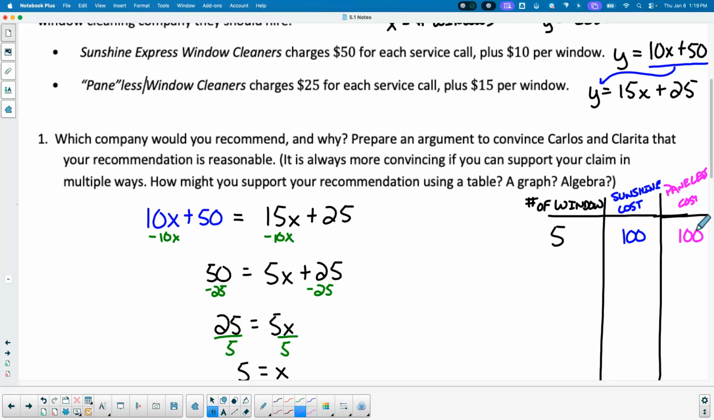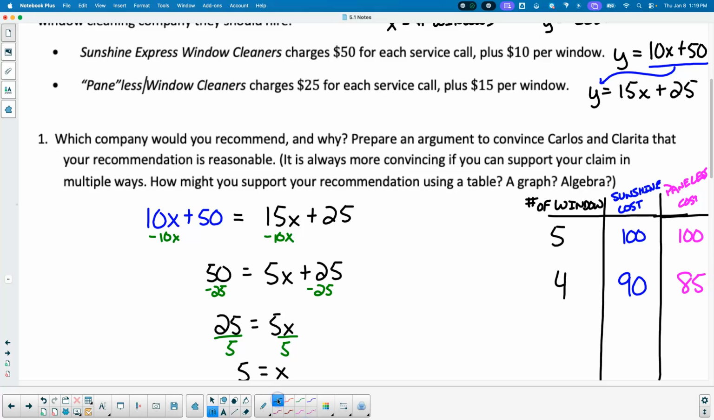Okay. All right. What if there's only 4 windows in the shed? 90. Both of them are 90? Because it'd be 4 times 10, right, is 40. Plus 50 would be 90. Okay. What's Painless? 85. 4 times 15 is 60. Plus 25 is 85. Okay.